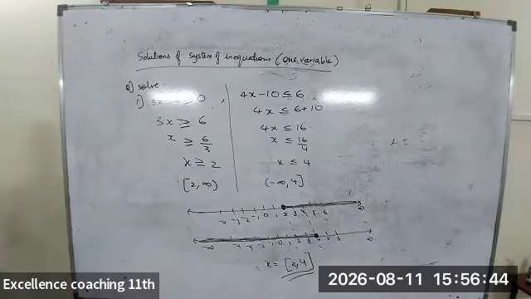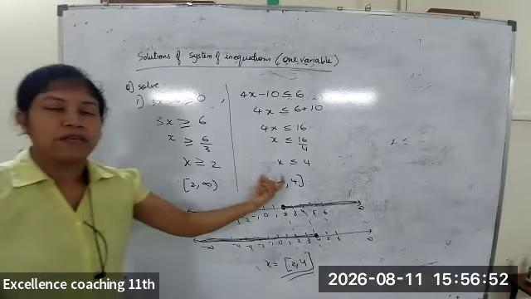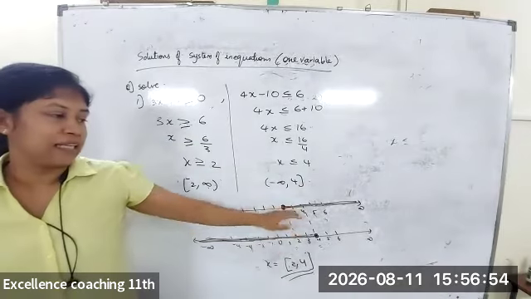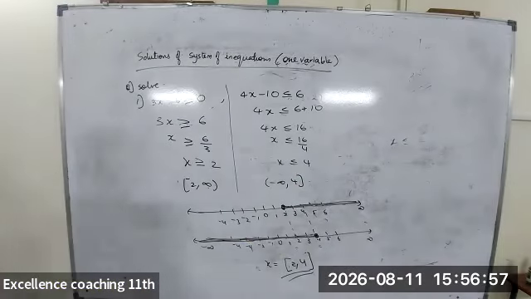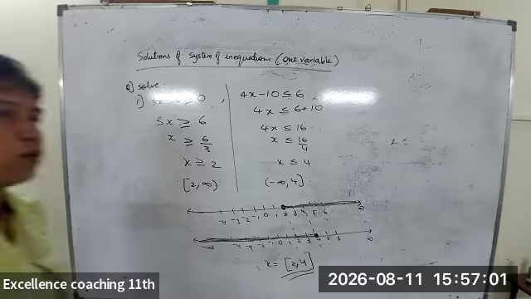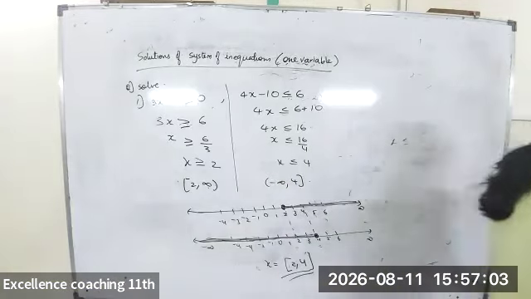Clear? Now try the same way in the next one. So separately you have to solve them, then put them on the number line and then check for the common region. Write the second question and start solving.